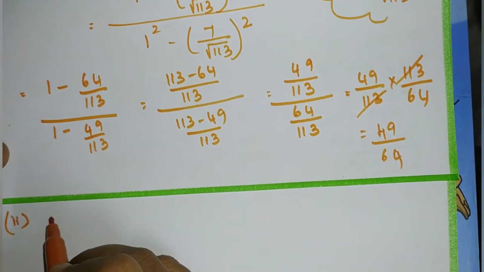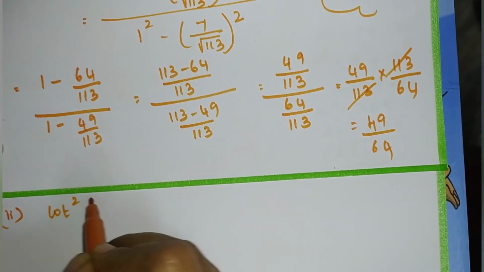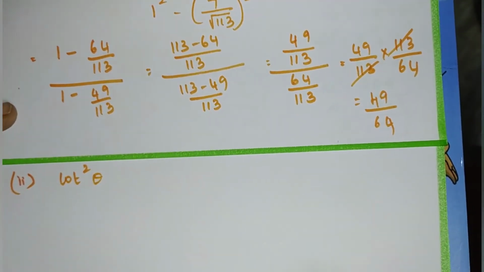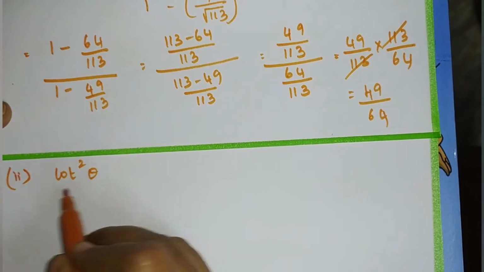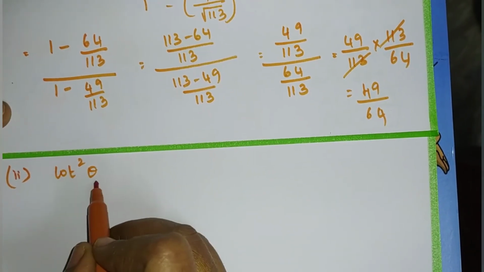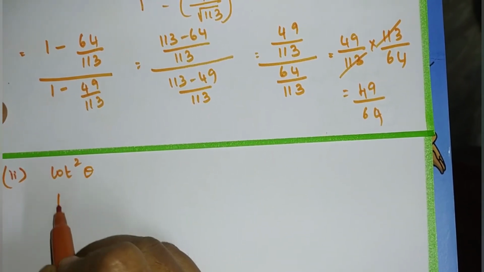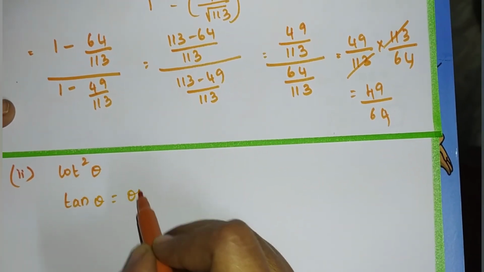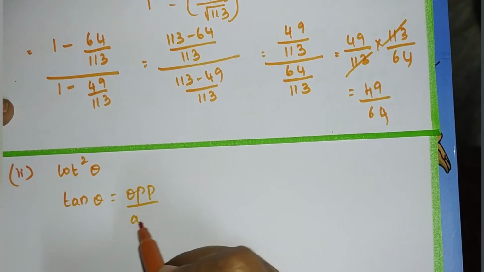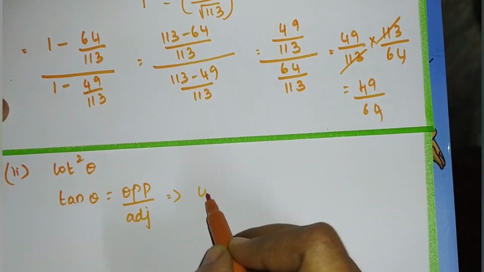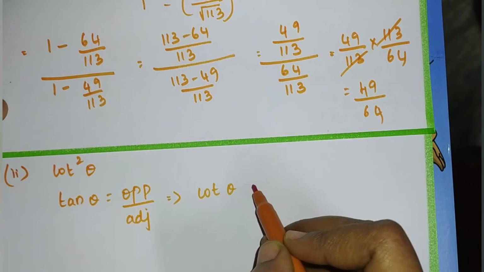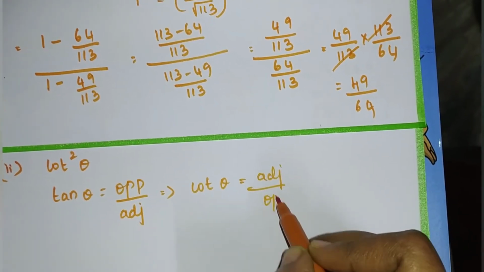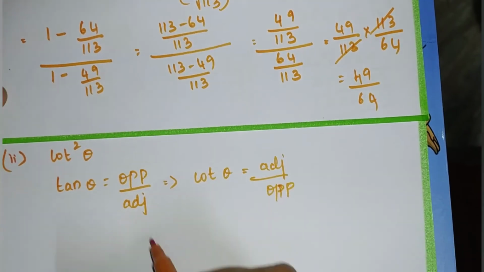Next is the subdivision, second sum. In that, what you have to find? Cot square theta. Before writing that cot formula, I have to write tan. Tan theta is equal to opposite by adjacent. So cot theta is equal to adjacent by opposite. Okay.